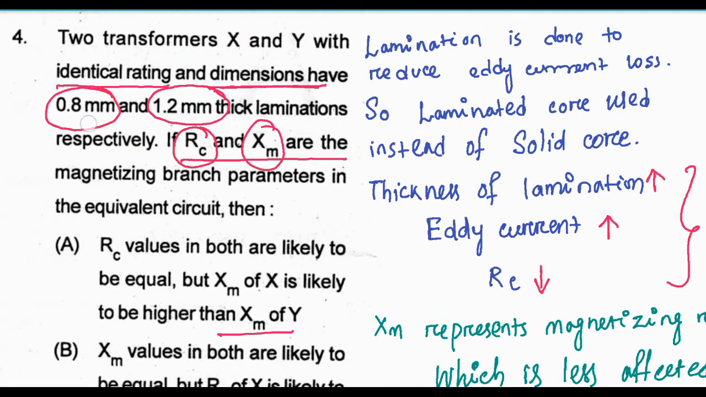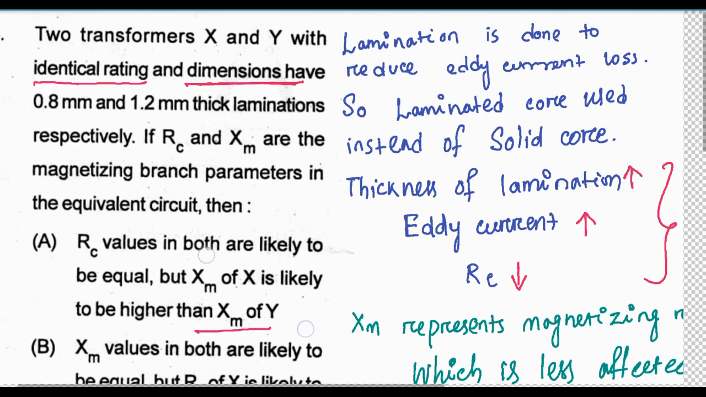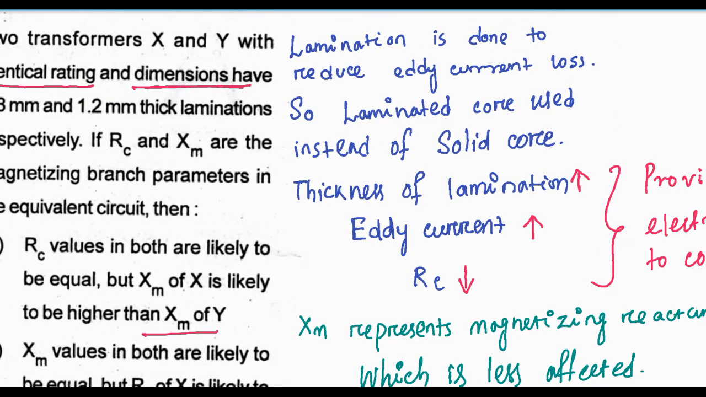If the lamination thickness increases, what happens? This question is asking for this. If the thickness of the transformer core lamination increases, then what happens? This is what the question is asking. So lamination is done to reduce eddy current loss. This is the aim of laminating the core.